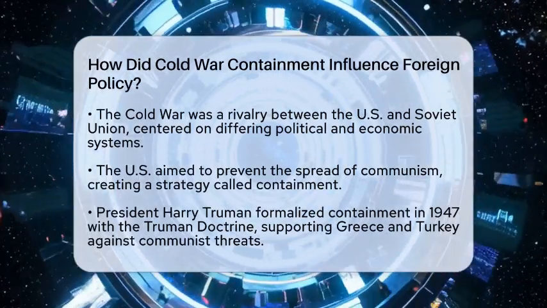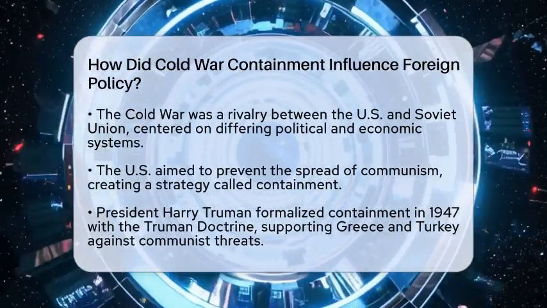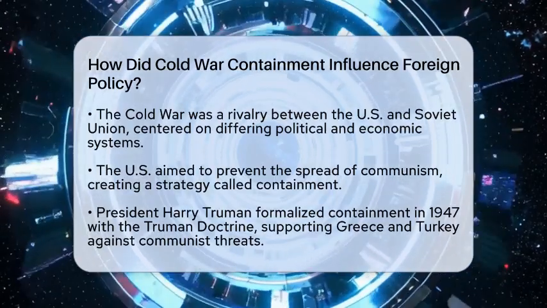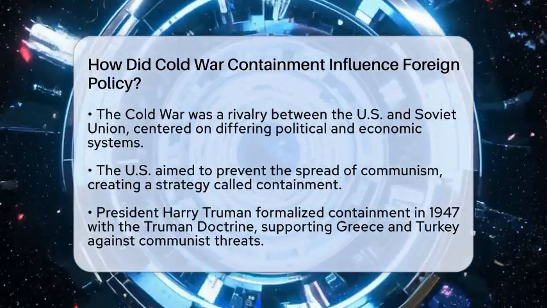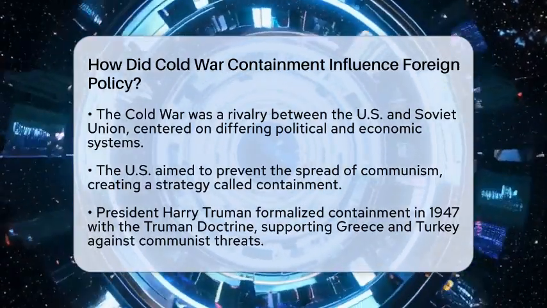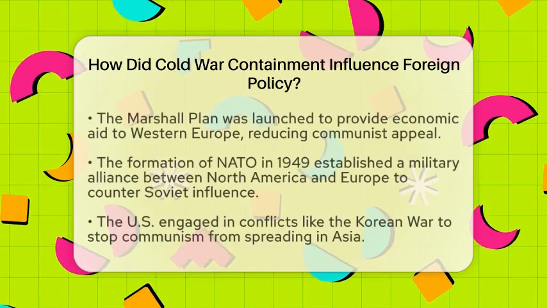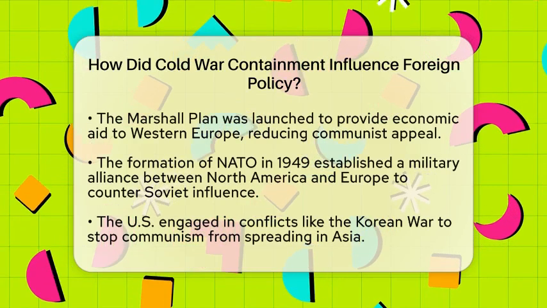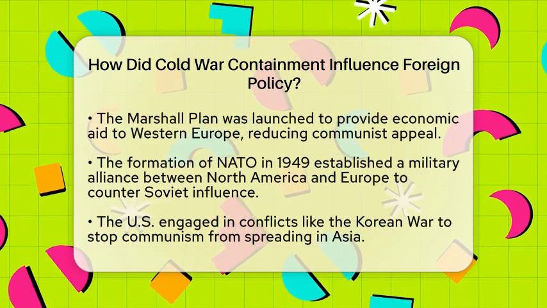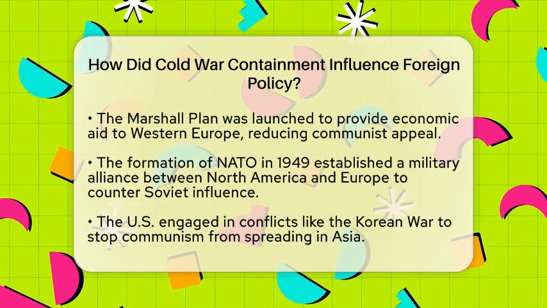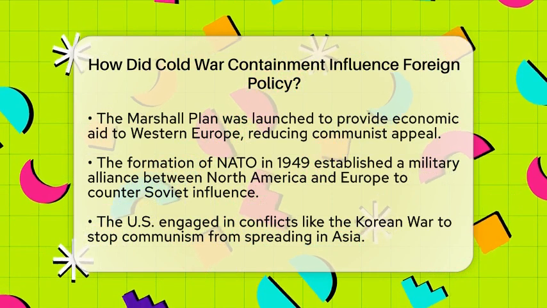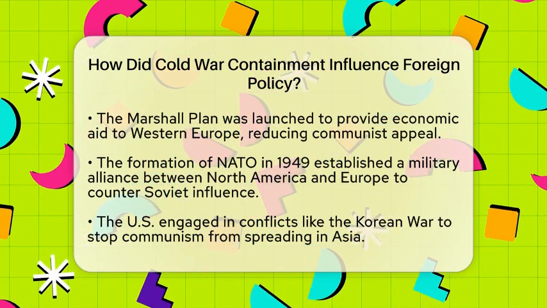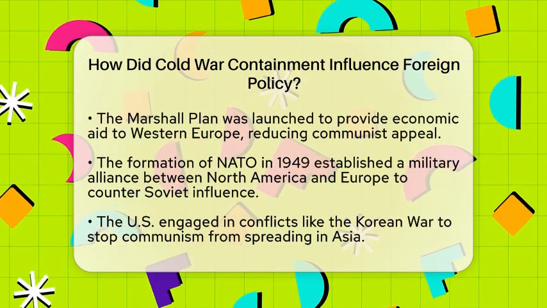To keep the Soviet Union from spreading its influence, the United States created a plan called Containment. This idea was to stop communism from spreading to new countries, hoping that if they kept it in check, it would eventually weaken and disappear. This strategy changed how the United States handled foreign policy. Instead of staying out of other countries' affairs, the U.S. started actively working to influence global events.